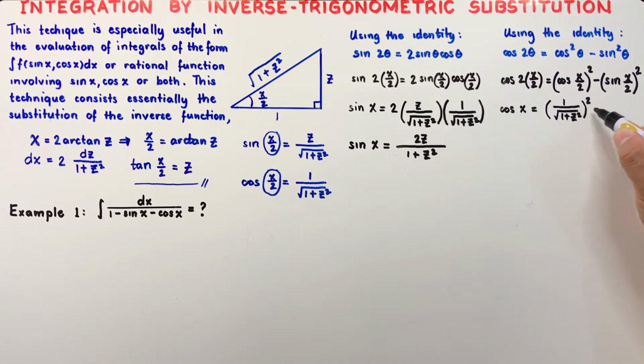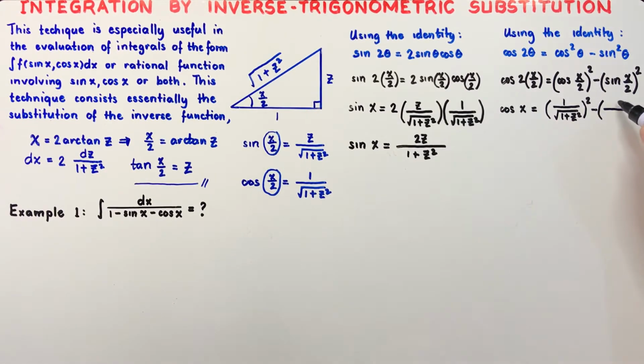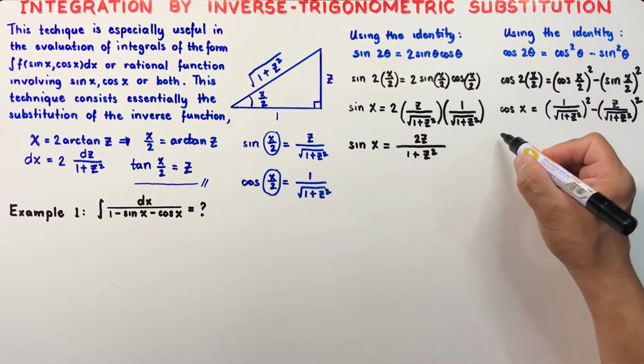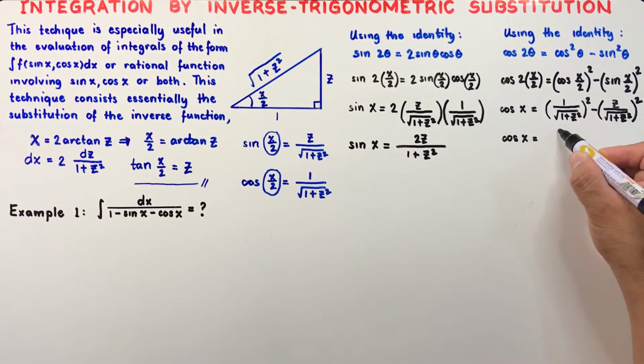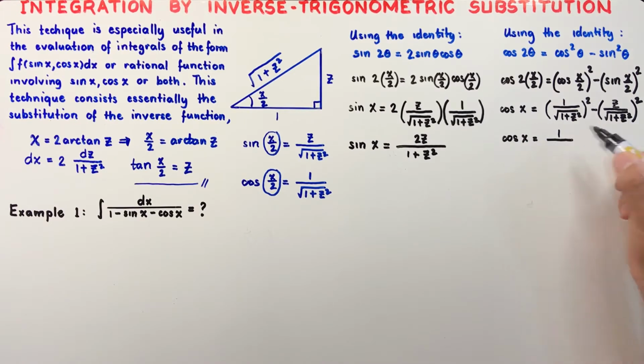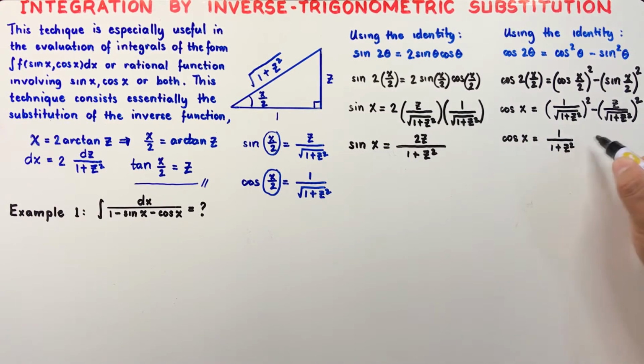So we need to square this one, and then this will be subtracted by the square of the sine x over 2, which is z over the square root of 1 plus z squared here. So we need to square this one. Now, squaring the numerator, which is 1, is still equal to 1. And squaring this square root, we have 1 plus z squared minus z squared all over 1 plus the z squared here.